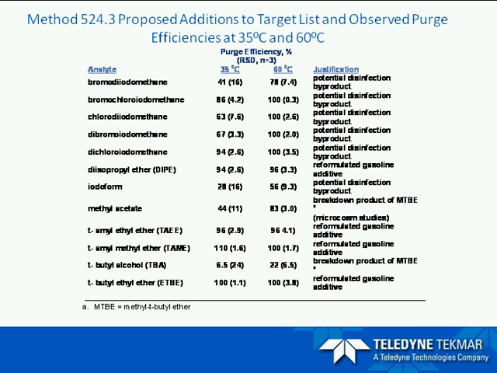Now here are 14 compounds that they have proposed to add to the current method. These have emerged as compounds of interest since that last revision. In particular, you should notice the addition of those iodinated trihalomethanes that I mentioned earlier in the presentation, along with the addition of the fuel oxygenates. Now, the iodinated trihalomethanes are a relatively recently identified family of disinfection byproducts, and they could pose a carcinogenic risk similar to their chlorinated counterparts.